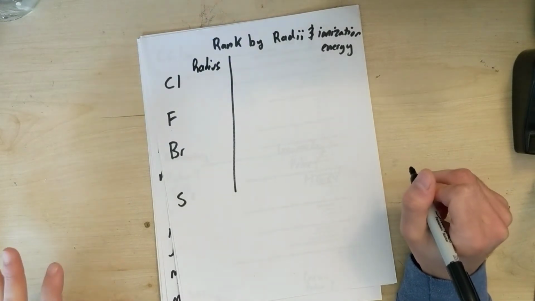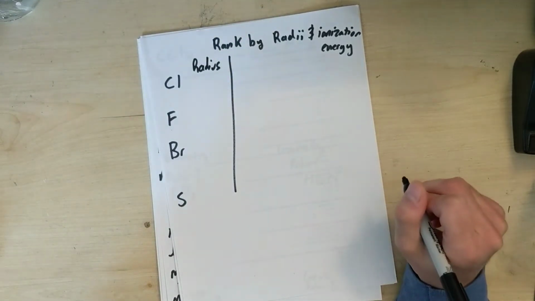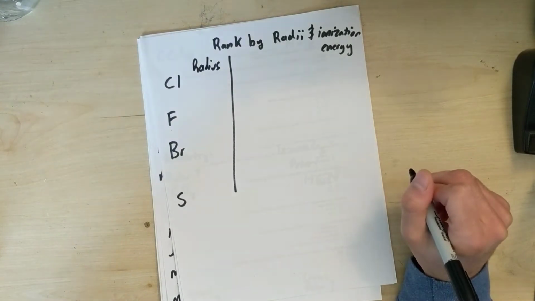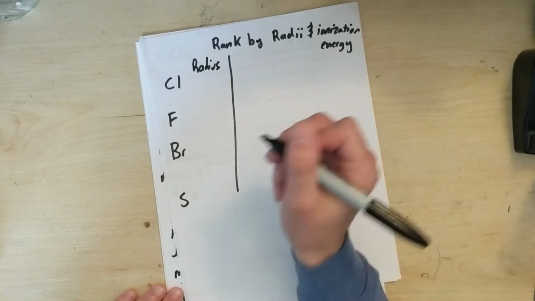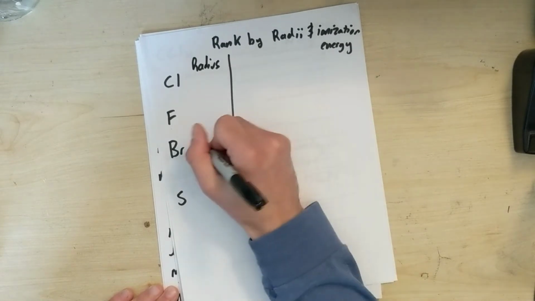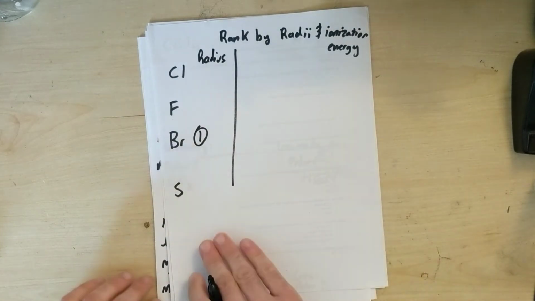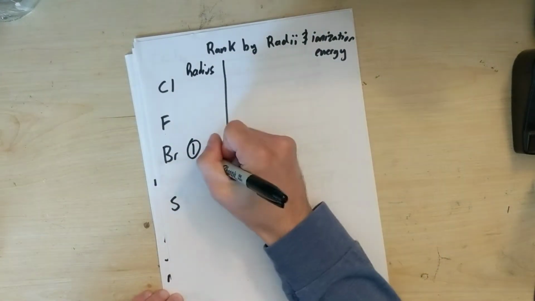The biggest thing is going to be the atom that is the lowest down. Okay, and what that means is it's the farthest down the group. And that's going to be bromine. So bromine will be the largest because it's the farthest down. So let's just do 1 for the biggest radius. 1 is the biggest, so this is big.